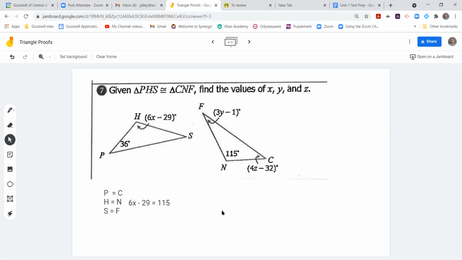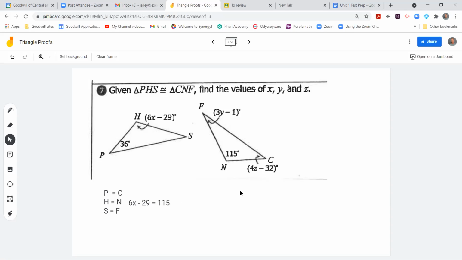So where is Y? Y is in F. So what corresponds to F? S. I don't know yet, but it'll be easy to figure out once I know what angle H is, right? Because now we can use the triangle angle sum theorem. Three angles got to equal 180. So I'll leave that one for a moment, but it's going to be 3Y minus 1 equals something.